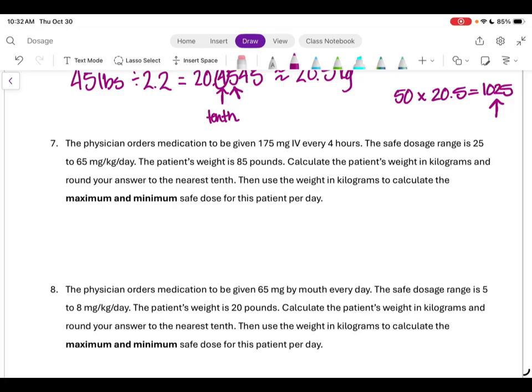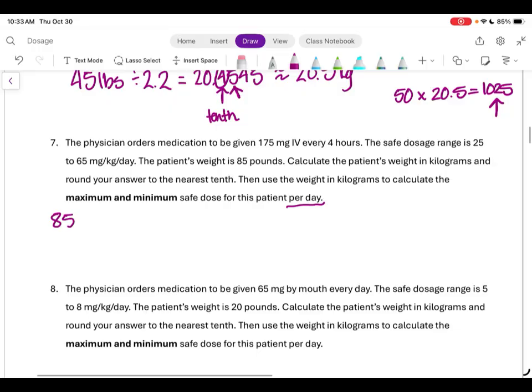The physician orders medication to be given 175 milligrams IV every 4 hours. Your safe dose range is 25 to 65 milligrams per kilogram per day. Patient's weight is 85. Calculate the patient's weight in kilograms and round your answer to the nearest tenth. Then use the weight in kilos to calculate the maximum and minimum safe dose for this patient per day. All right, so again, 85 divided by 2.2.